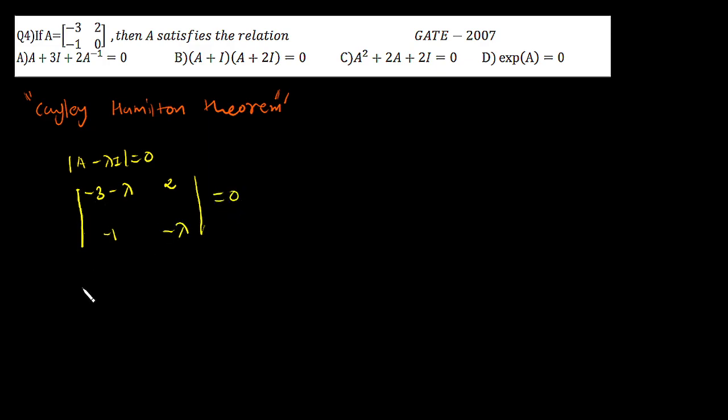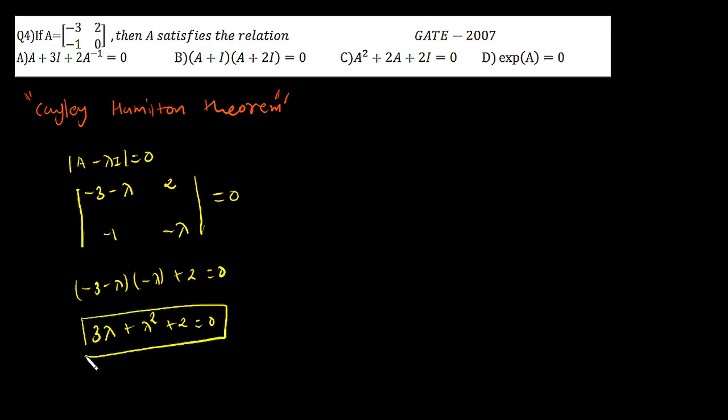So now what I am getting here is the determinant: minus lambda times this bracket plus 2 equal to 0. Let's multiply minus lambda with this bracket. Here I am getting plus 3 lambda plus lambda square plus 2 equal to 0. So it is our characteristic equation for this matrix. But all the relations are in the form of A, and here A is our matrix.